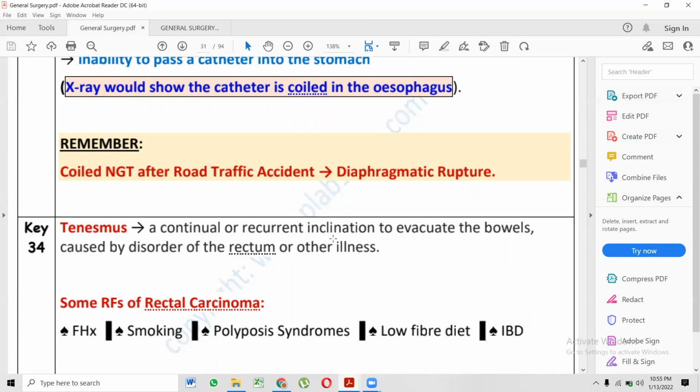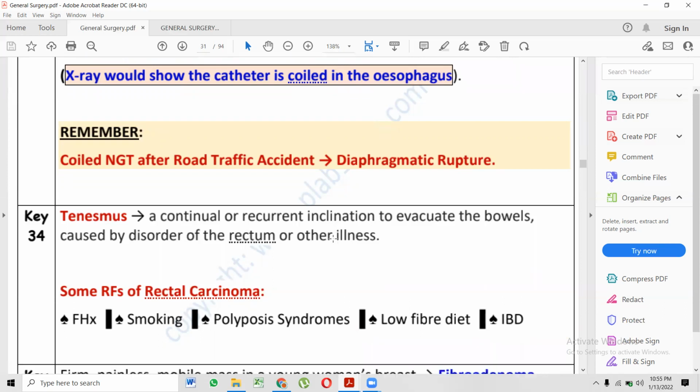Now, what are the risk factors for colorectal carcinoma? Remember that age is the most important risk factor for colorectal carcinoma. Old age is the most important risk factor, followed by a family history of colorectal carcinoma. So if in the exam they ask you about the most important risk factor for colorectal carcinoma, then your answer will be age. And if age is not given, then you will select family history of colorectal carcinoma.